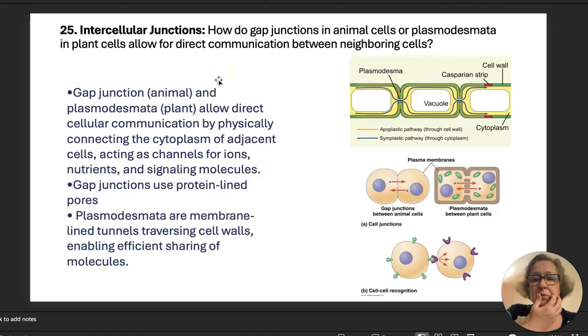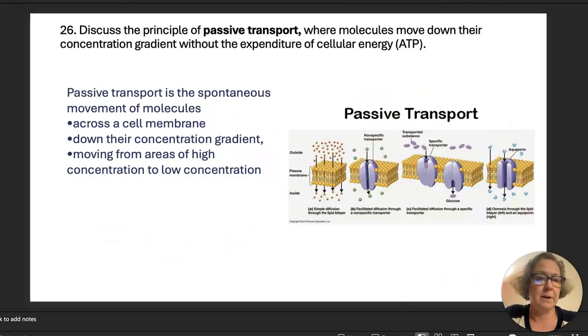Cellular junctions, gap junctions, plasmodesmata. So gap junctions in the animal versus plasmodesmata in the plant allow direct cellular communication by physically connecting the cells that are next to each other. Gap junctions here in the animal are protein-lined pores that go in between, versus plasmodesmata, which are membrane-lined tunnels that traverse the cell wall. Because remember, we have a hard cell wall here, and these are not a hard cell wall, but we still have gap junctions in between them.